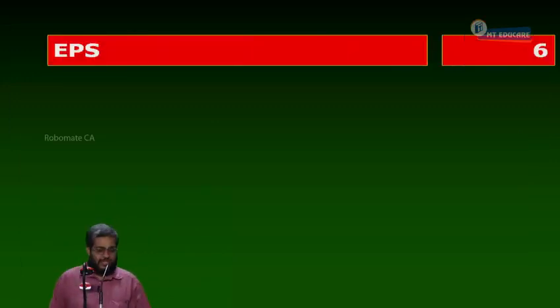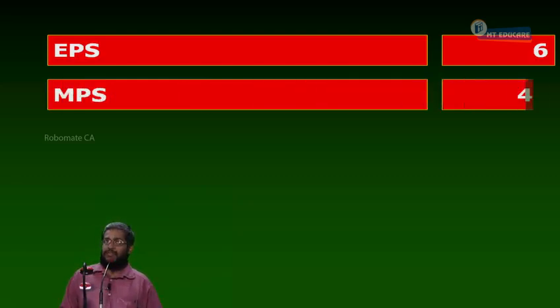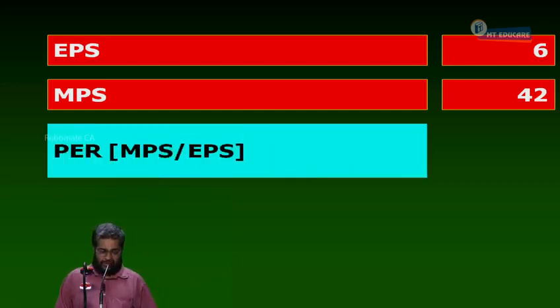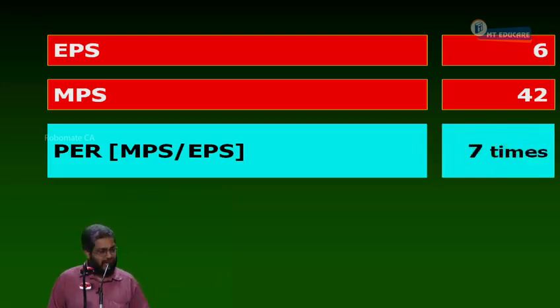Alternatively, EPS is equal to 6. MPS is equal to 42. PE ratio is equal to MPS divided by EPS. Price earnings ratio, price divided by earnings. 42 divided by 6. How many times? 7 times. P/E ratio is equal to 7 times.